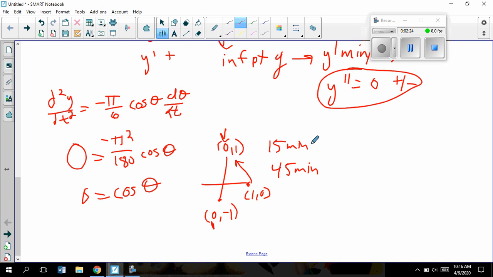Now what it wants is the most positive, or increasing most positive. When I hit here, I'm going to be going down. So that one would not be the most positive, it would be the most negative. It would be the 45 because I would be going back up, and so I would be having a positive slope.